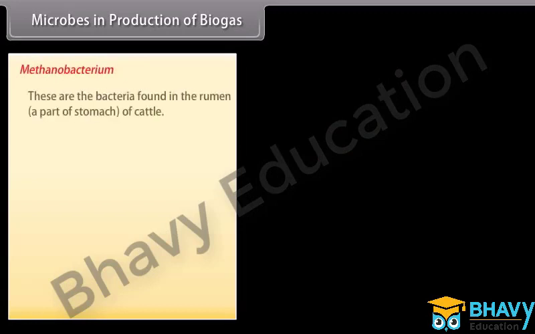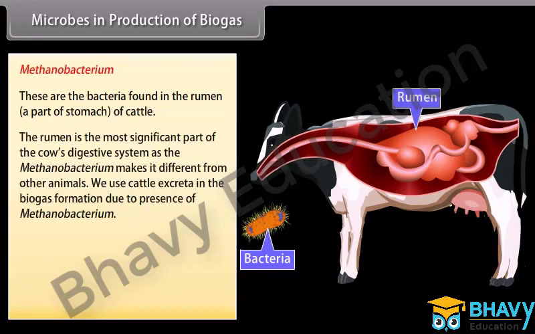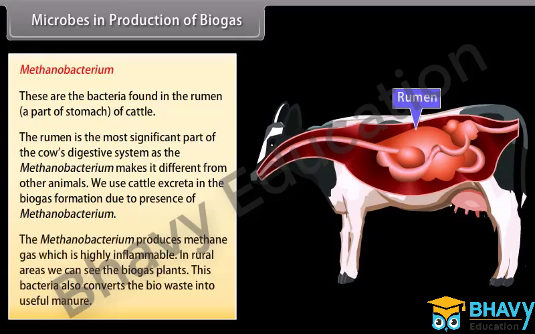Methanobacterium. These are the bacteria found in the rumen, a part of the stomach of cattle. The rumen is the most significant part of the cow's digestive system as the methanobacterium makes it different from other animals. We use cattle excreta in the biogas formation due to presence of methanobacterium. The methanobacterium produces methane gas which is highly inflammable.